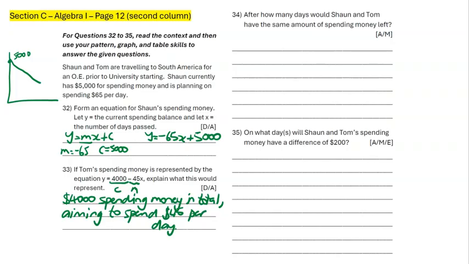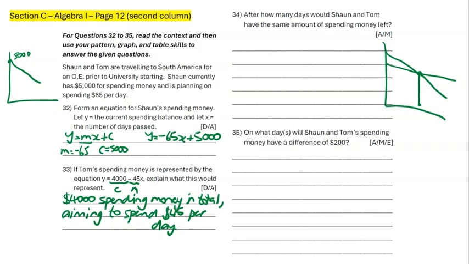So after how many days would Sean and Tom have the same amount of spending money left? So remember, these here are both straight lines. We've got Sean's one, which starts high and goes down at a greater rate, and then we've got Tom's one, which starts lower and will be a bit more level. So that's going to look like that. We can see eventually those lines are going to cross each other at that point there.